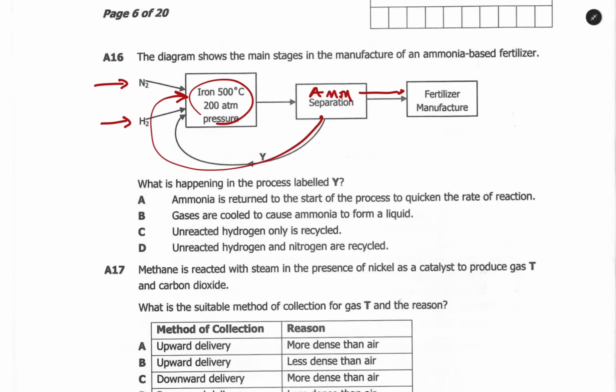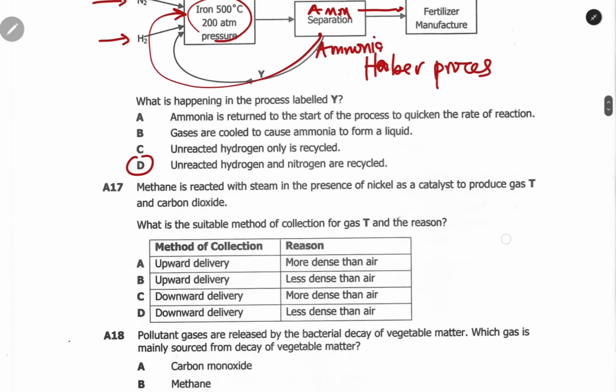So the question is, what is happening in the process labeled Y? What is happening is that the unreacted hydrogen and nitrogen are recycled. This is what we call Haber process. So up to here is called Haber process. Up to here, there's ammonia being formed. So very important you understand this part.